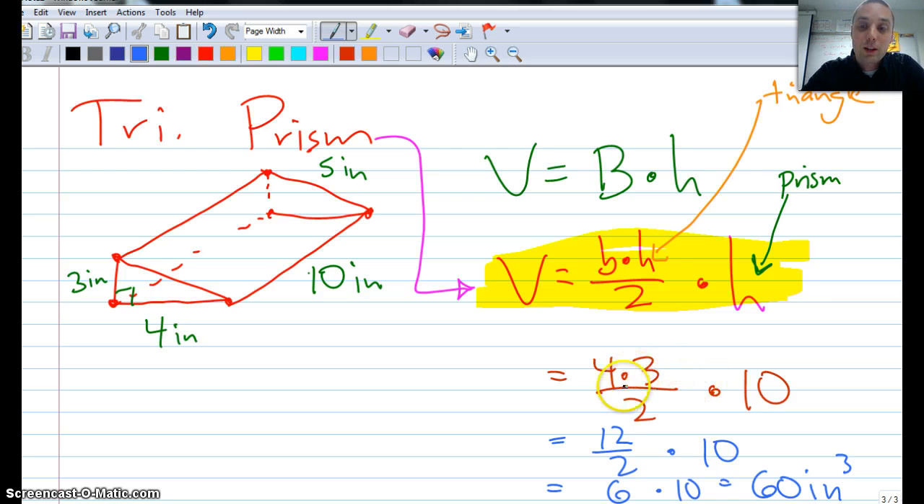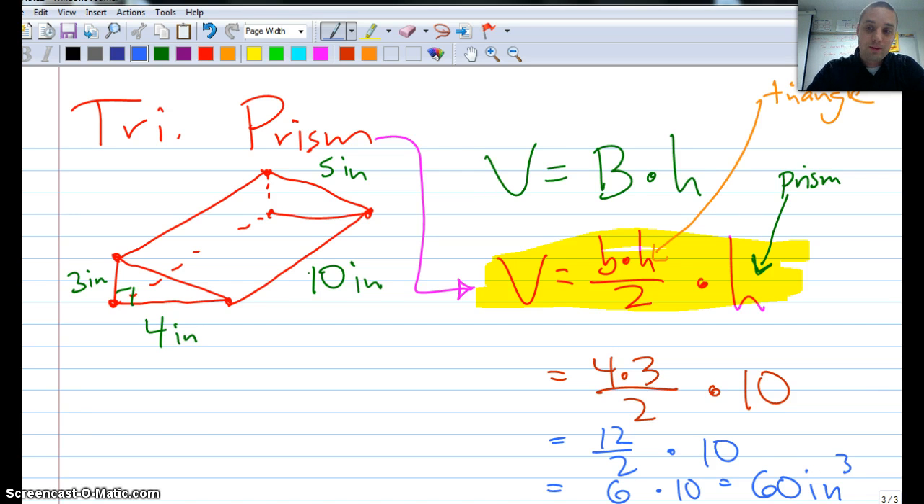So look at the work that I've shown here. That's what I want to see you do as well. Don't try to skip steps. Show this line, show the simplifying, and then get down here with your answer and your label to finish the triangular prism. So a little bit longer than the rectangular prism. Still not that difficult.